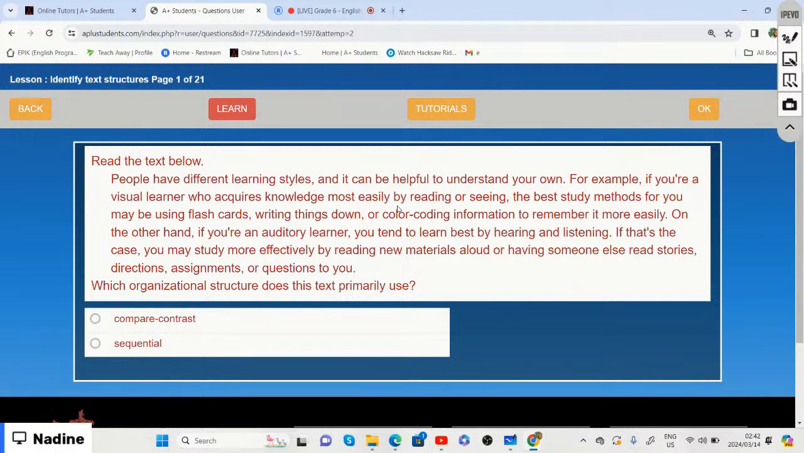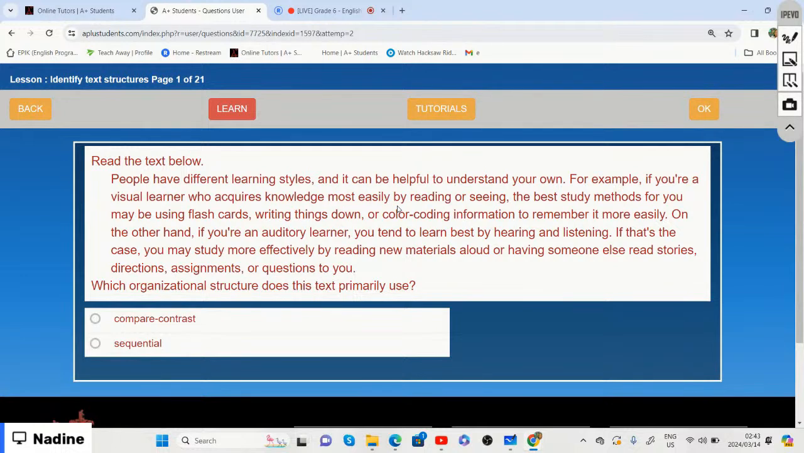Like if you're a visual learner, and when it comes to study methods, then color coding things or writing things down or flashcards, those are things that will basically stand out for you, compared to if you hear things and listen to things, right? That means that it will be way easier for you. You'll understand it, you'll be able to read on your own after understanding it, and then you'll be able to read the stories, directions, and assignments or questions for yourself, right?